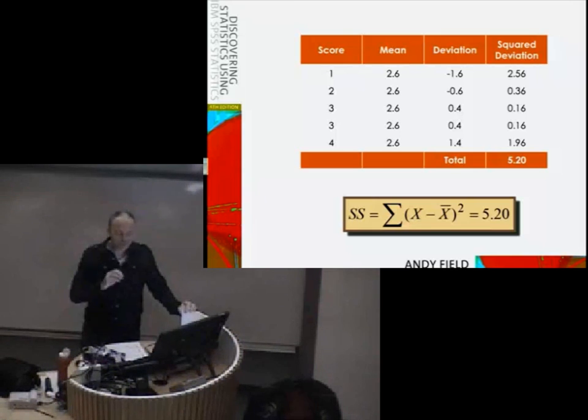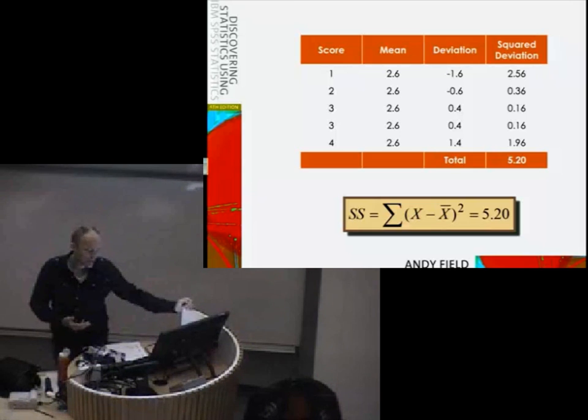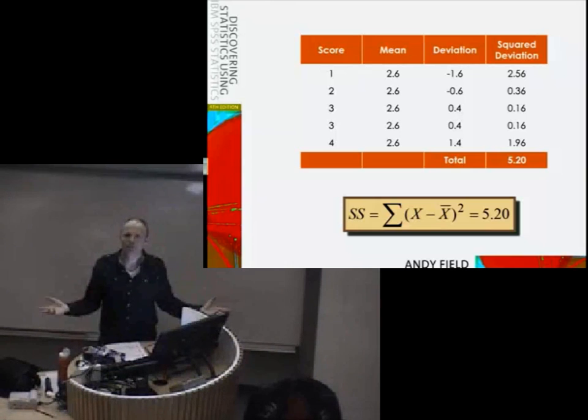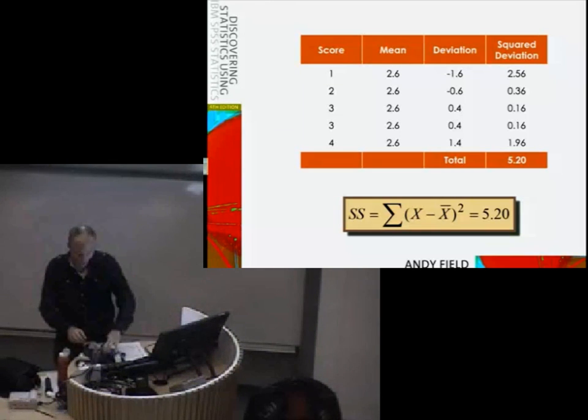There's one potential problem with it. We've got 5 scores here, and we end up with a total sum of squares of 5.2. What would happen if we, say, added another 5 scores? What would happen to the sum of squared errors? Yeah, it'll just get bigger because we've got more scores.